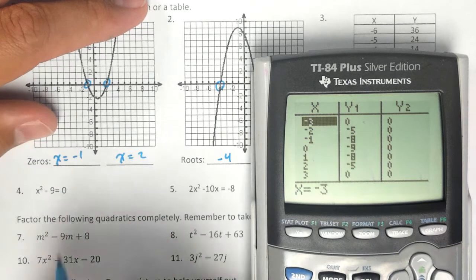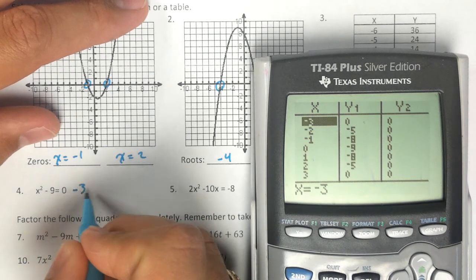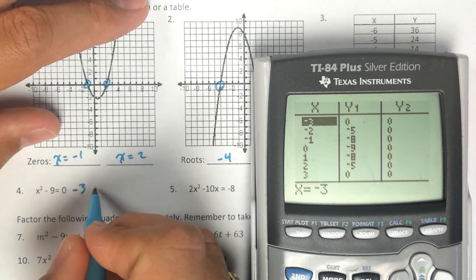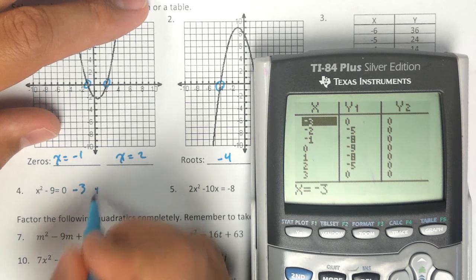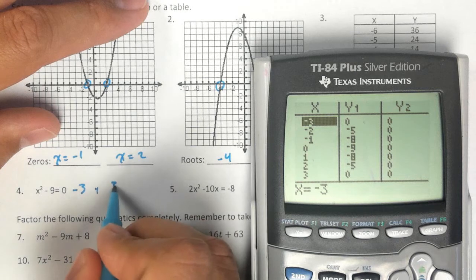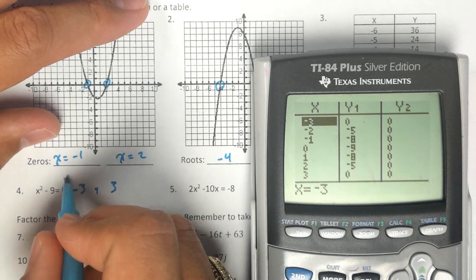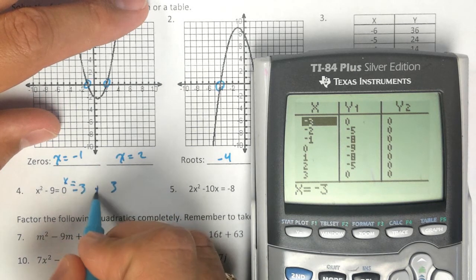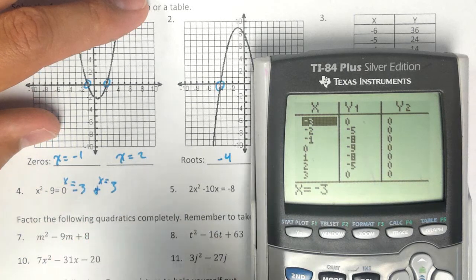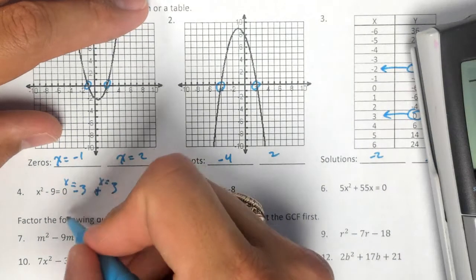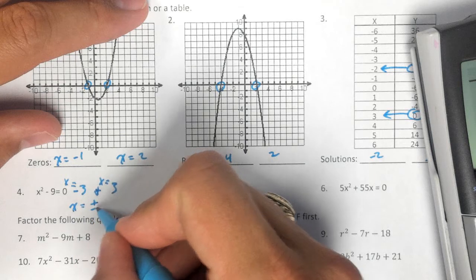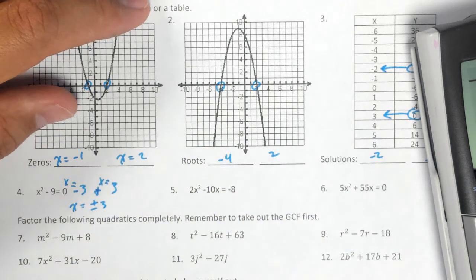So I care about -3, and what's the other one? 3. You could have written this as x equals -3 and x equals 3. You could have also written that as x equals plus or minus 3.